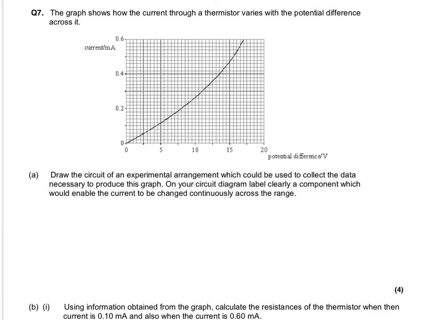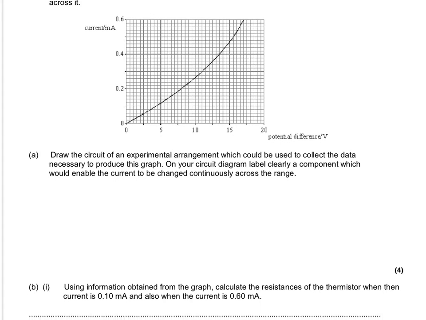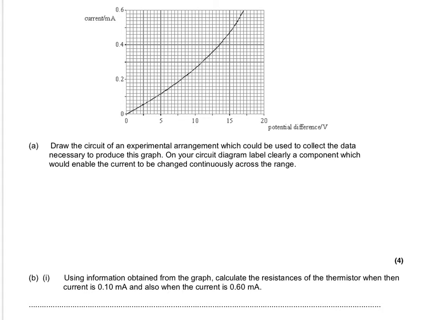Alright, so let's look at question 7. This is a very practical-focused circuitry type question. We've got a graph looking at how the current through a thermistor varies as you change the potential difference across the thermistor. The first question wants you to design a circuit that will allow you to essentially plot this graph.